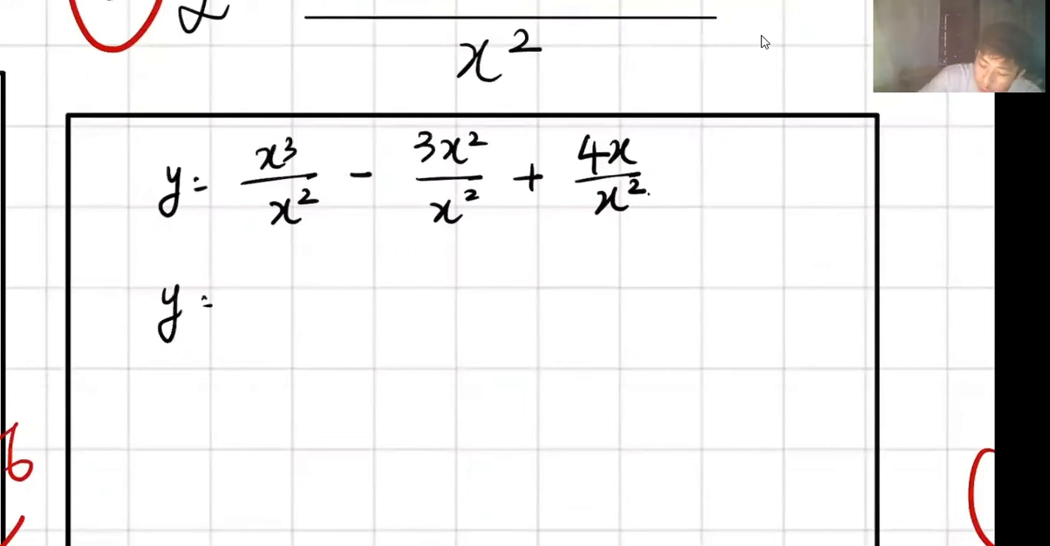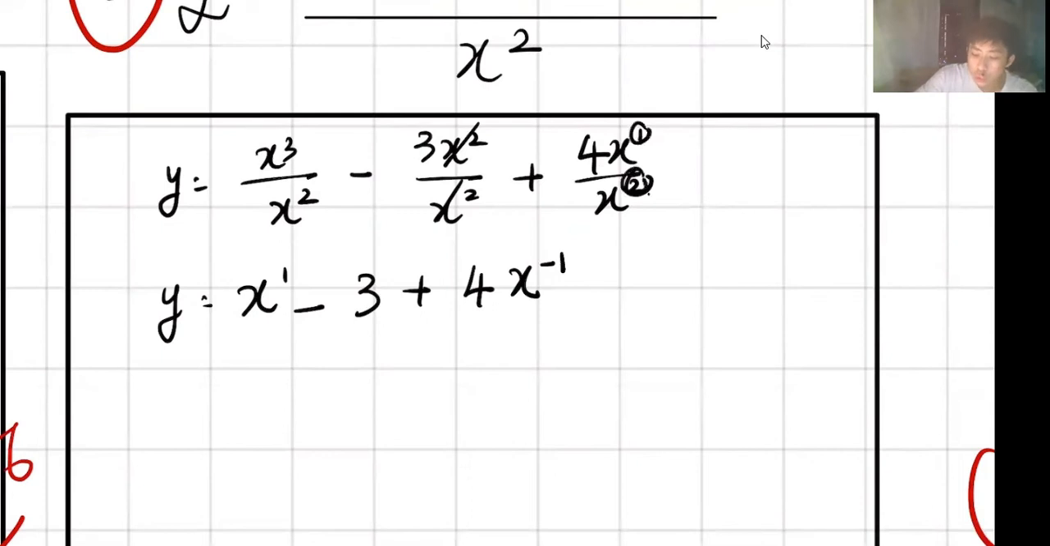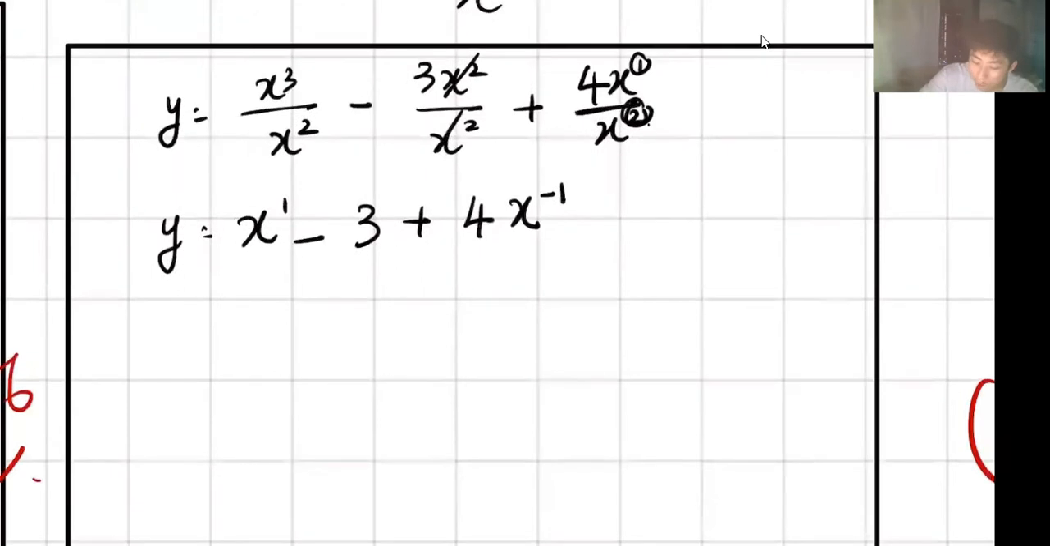So I have y equals to, you have power of 3 here, power of 2 here. So you minus the power, you get x power of 1 left. Minus x power of 2 over x power of 2, you can cancel them exactly, minus 3, plus 4x power 1 over x power of 2. When you minus the power, because it's the same base, remember indices and logarithm I taught you, same base, you minus the power, you get 4x to the power of negative 1. Why? Because top is 1, bottom is 2. So when it's division, you minus the powers. 1 minus 2 gives you minus 1. So I'll rewrite y is equal to x minus 3 plus 4x to the power of minus 1.